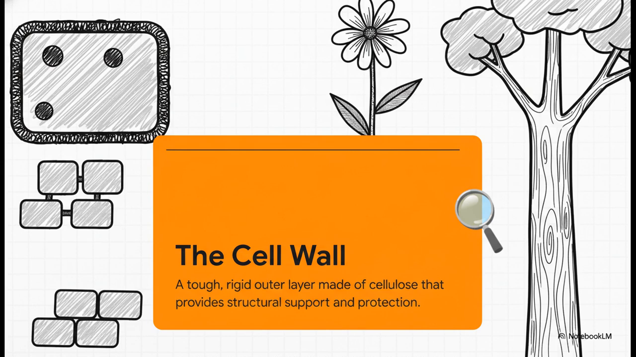Superpower number one is its suit of armor, the cell wall. It's made of a really tough material called cellulose, and this rigid outer layer is what gives a plant cell its fixed, kinda boxy shape. It's like an external skeleton for every single cell, and that's what gives a flower the strength to stand up straight and a tree the ability to grow hundreds of feet into the air.